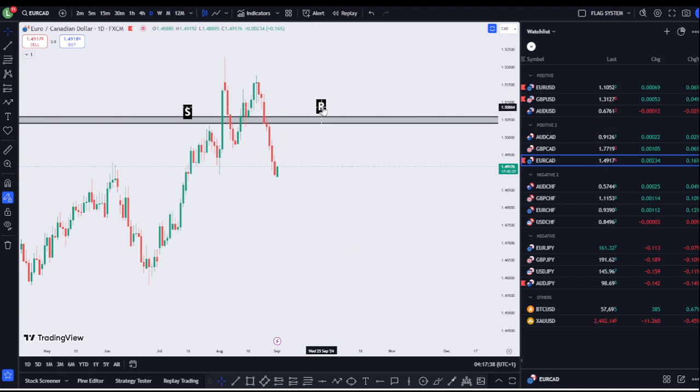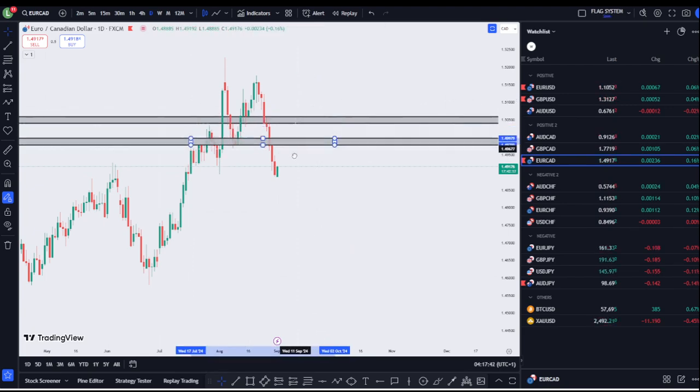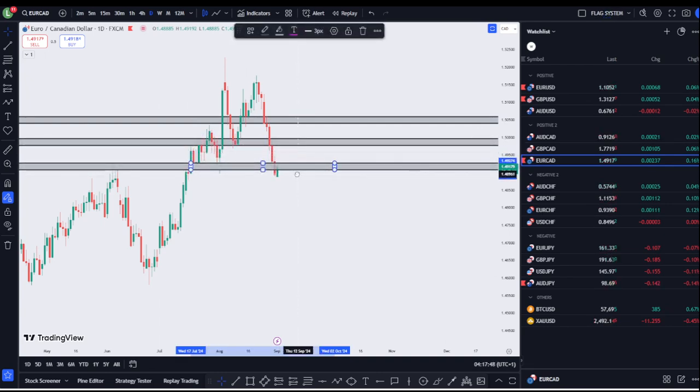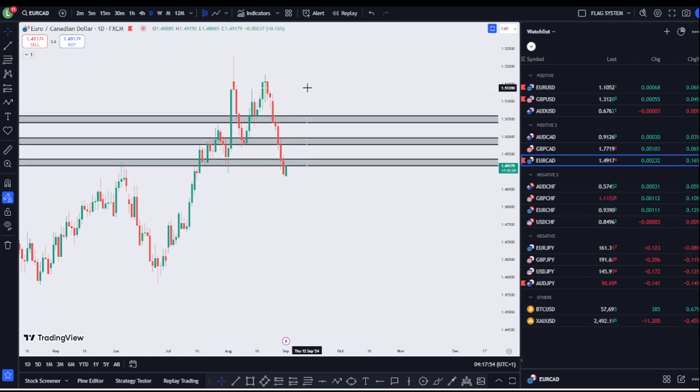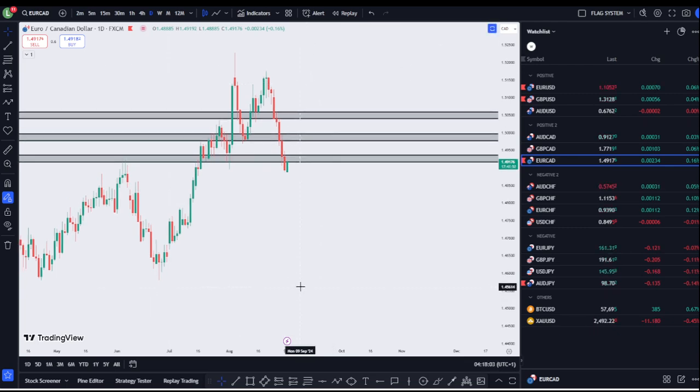Now, that is key level one. And there are also other key level zones. We have another key level zone around this place, right? Then we also have another key level zone around this place as well. Now, there are three key level zones serving as resistance on the daily time frame of Euro CAD, which means that those three levels are going to be our point of interest, our POI for the week.